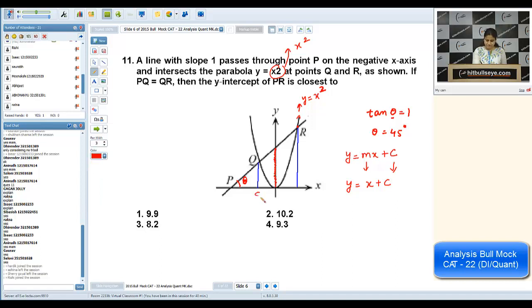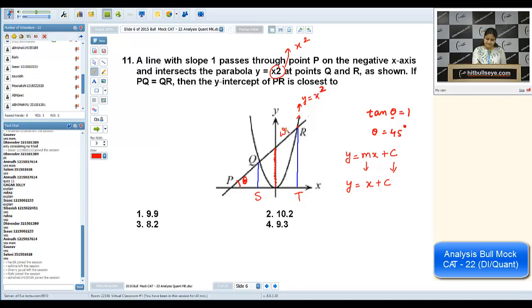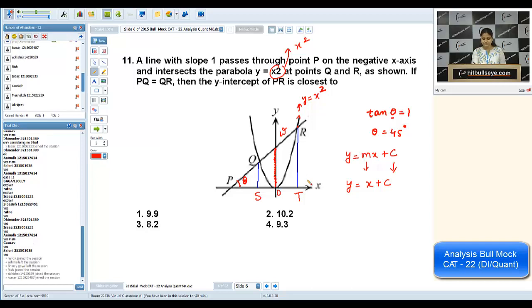Let this point be S, this point be T, and say this is W. And this is the origin. We want to find WO. Now it is given that PQ is equal to QR. This is mentioned in the question. So if I take triangle PQS and triangle PRT, as you can see, they both are similar triangles by angle, angle, angle.